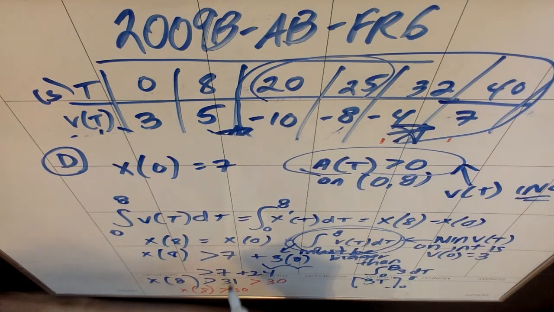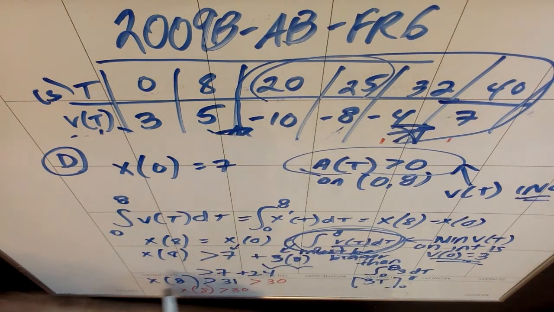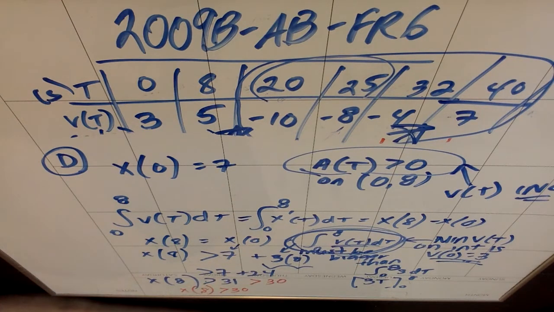So again, the logic here is that x of 0 is 7, and whatever this integral is, it has to be bigger than what would happen if I integrated the minimum v. The minimum v was just 3, so whatever this integral is, it has to be larger than 24. So x of 8 has to be larger than 7 plus 24, which is 31, which is larger than 30.